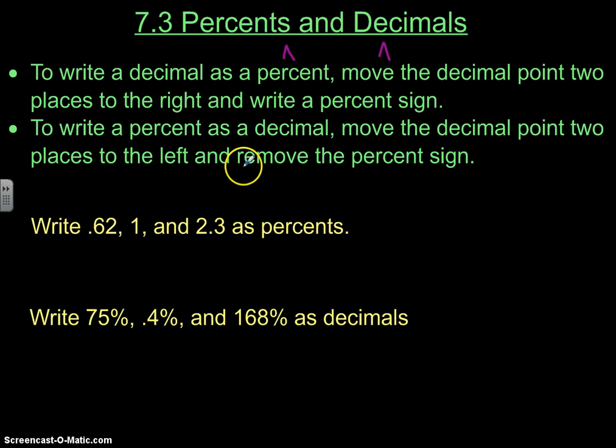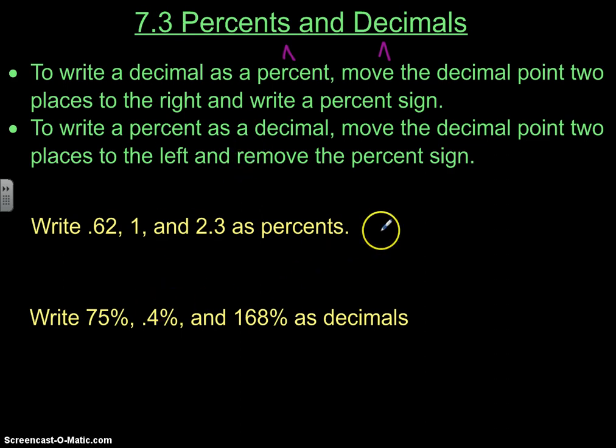So if I'm going from percent to decimal, I'm making it smaller. If you have a hard time remembering that, just remember 50% is the same as 1/2. 50 is bigger, 1/2 is smaller. So if I want to make 50% into a real number, it's got to equal 1/2. If I move it two places to the right, it's going to be a really big number, so I need to move it two places to the left. Going from percent to decimal is to the left, from decimal to percent is to the right.